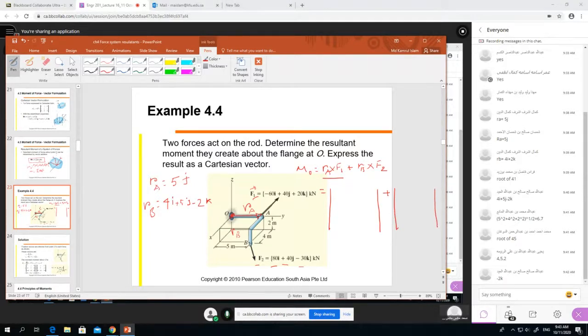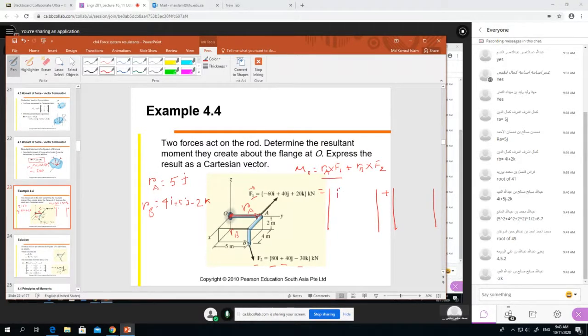Now, what is the determinant? So i, j, and k, that is what we can write. After that, here you have to write the components of RA.